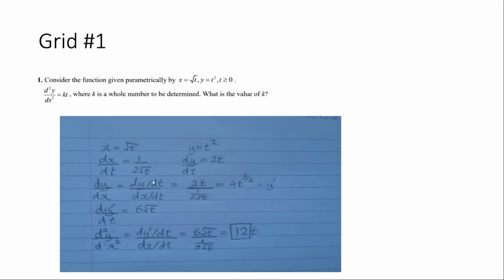So we have these two, just substitute, you get 4t to the power of 3 over 2, which is equal to y prime. I can derive the y prime in terms of t, because t is the variable. And dy prime by dt gives you 6 radical t. And then for our y double prime, it's basically just dy prime over dt over dx by dt. Memorize this one also. You have all these values, you get 12t. 12 is the whole number to be determined.